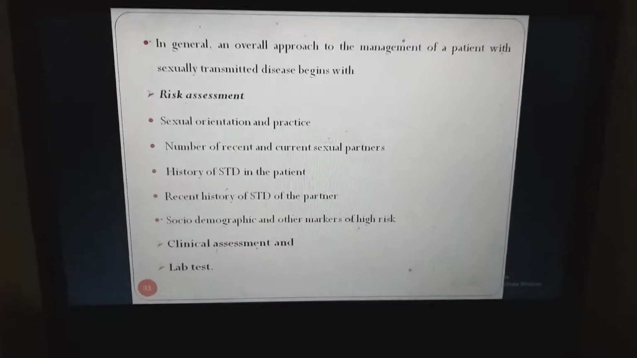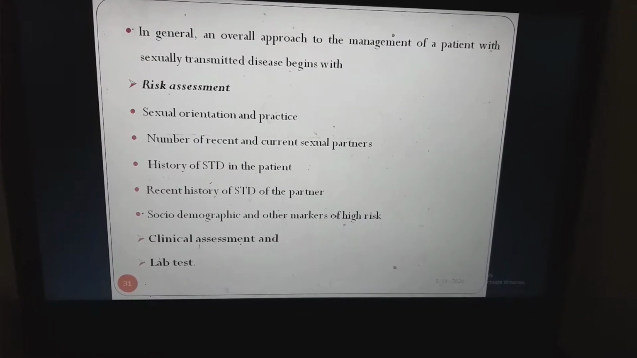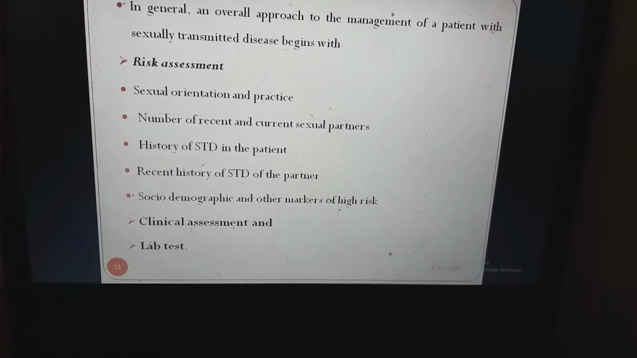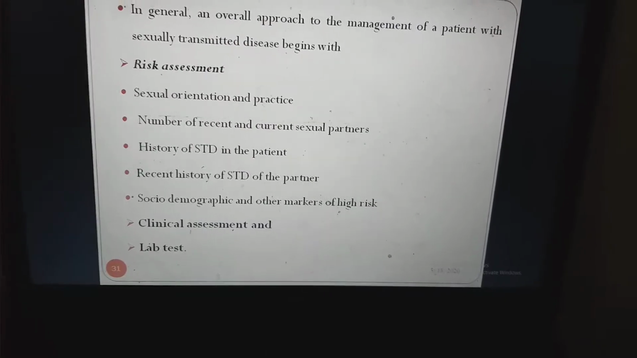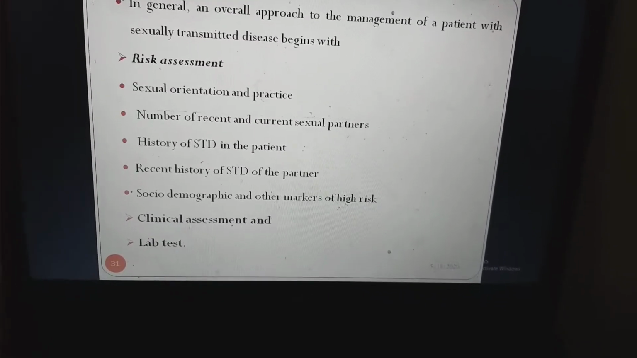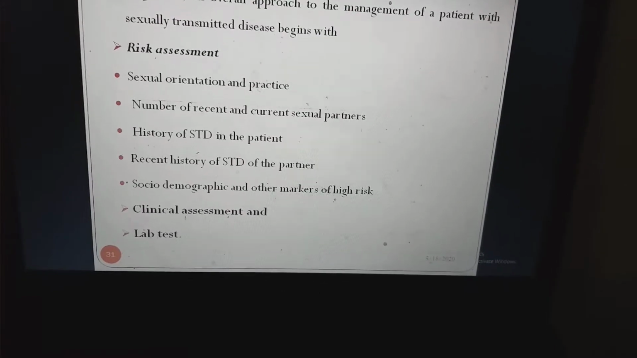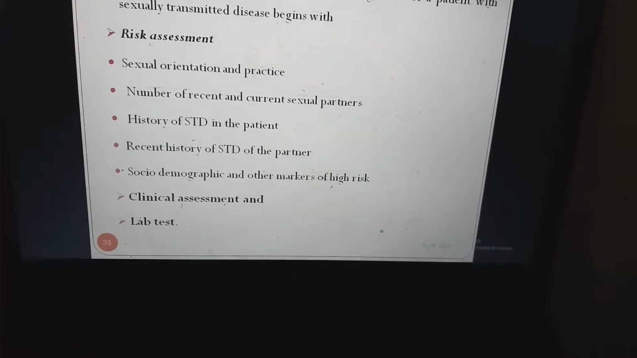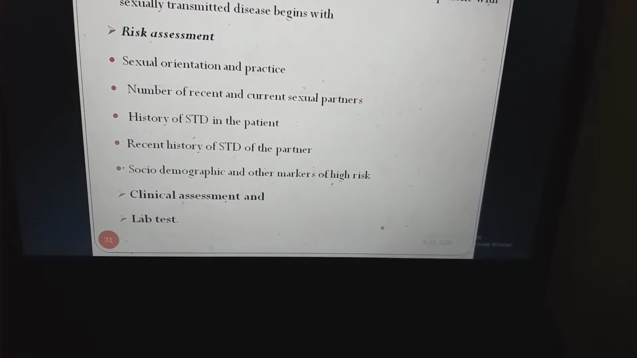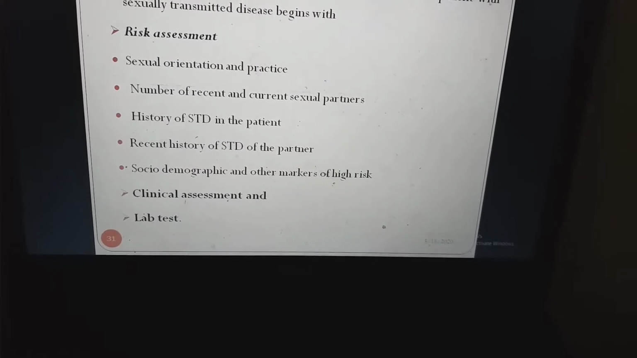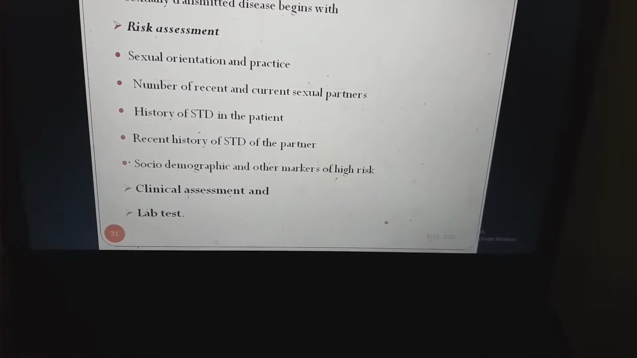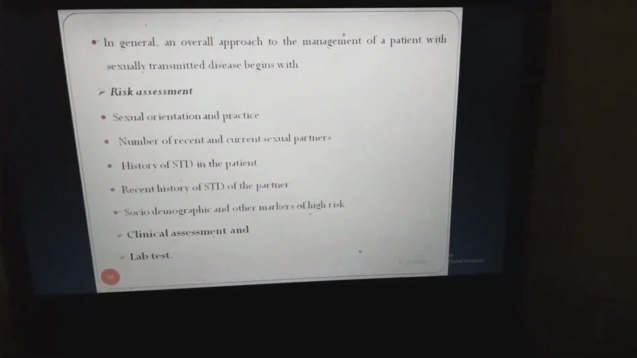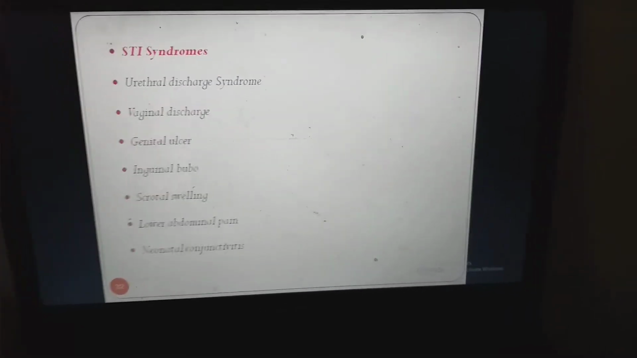Good. The other is, in general, an overall approach to the management of a patient with a sexually transmitted disease begins with, one, risk assessment. Risk assessment includes sexual orientation and practice, number of recent and current sexual partners, history of sexually transmitted disease in the patient, recent history of sexually transmitted disease in the patient or partner, socio-demographic and other markers of high risk. The other is clinical assessment and lab tests. So these are the general overall approaches.